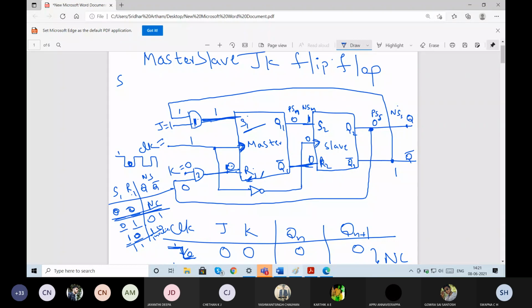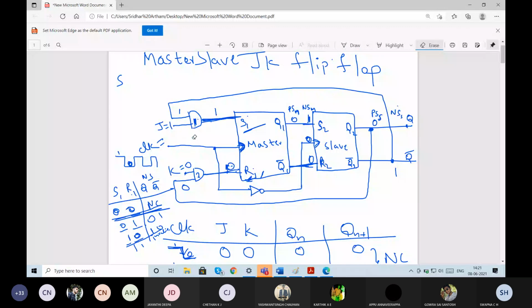Now check the slave. What happens to the slave? Slave has got 0 as the clock. So what happens? The slave will be inactive. So it will not check S2 and R2 values. Is this clear? Yes, ma'am. Now, slave is inactive, so it will be in the same state.